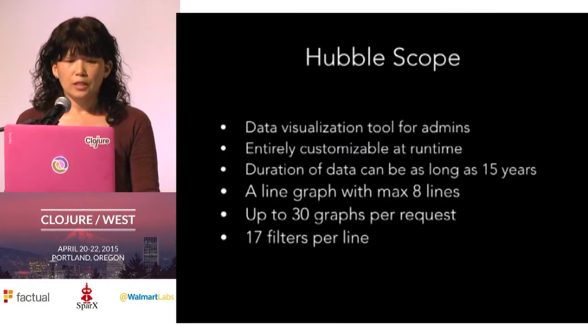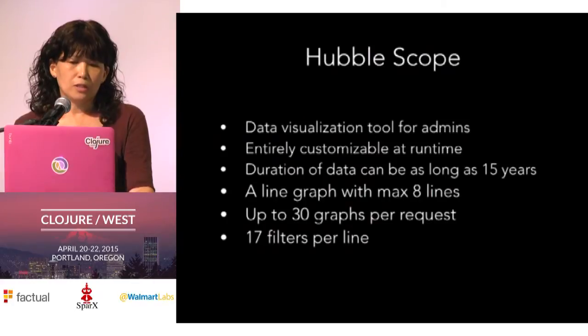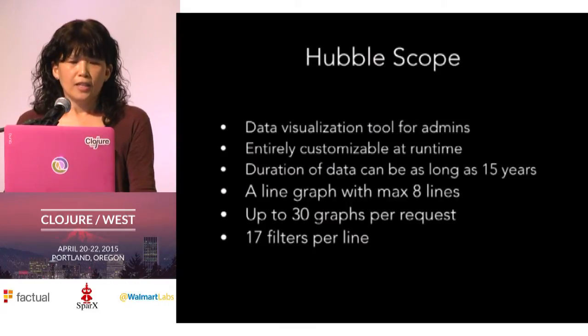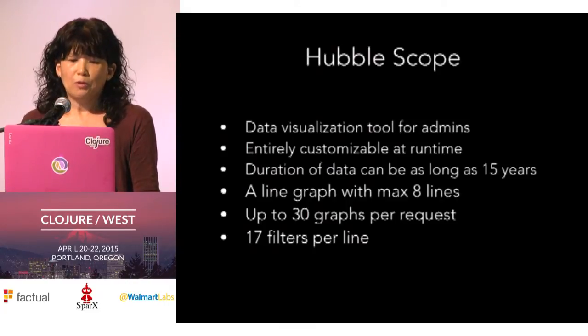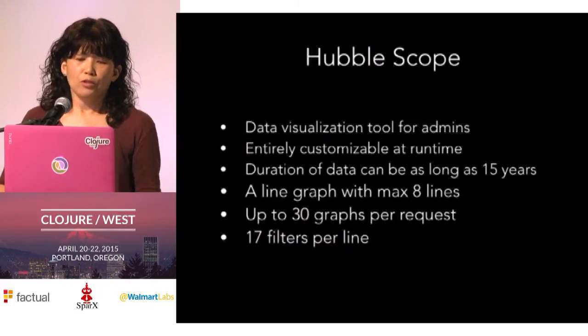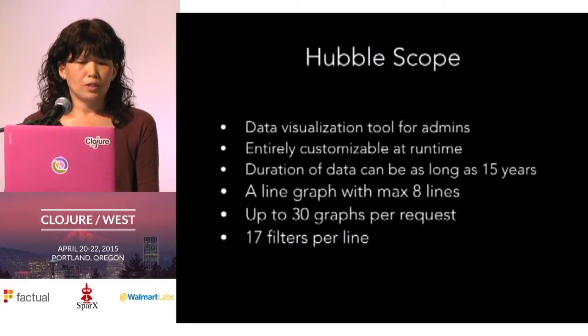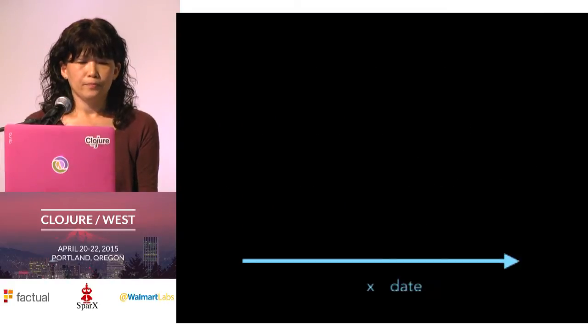Hubble Scope is a data visualization tool for admins. It is entirely customizable at runtime. The duration of data can be as long as 15 years. It is a line graph with maximum of 8 lines. You can draw up to 30 graphs per single request. It also has a total of 17 filters per line.